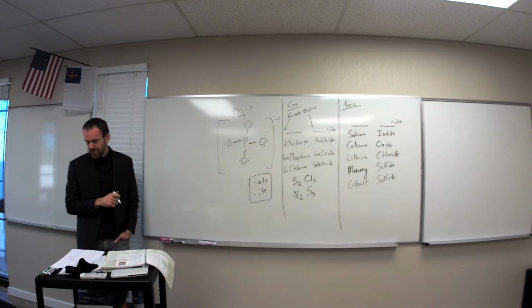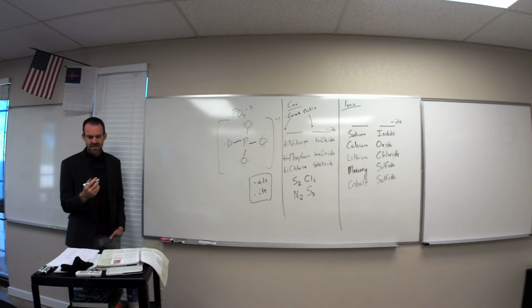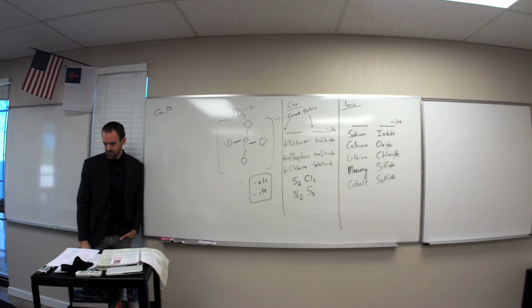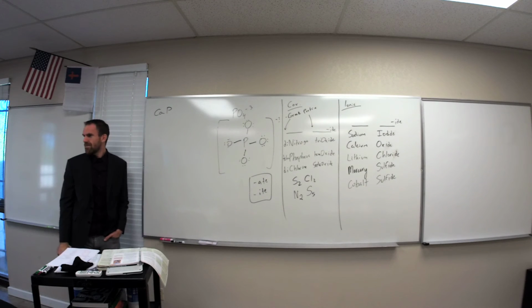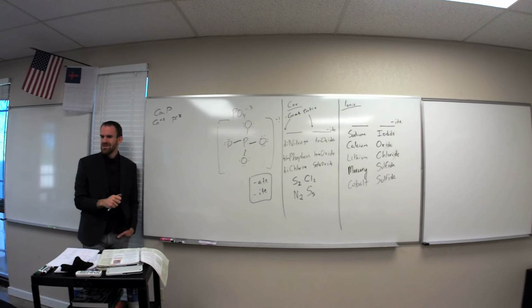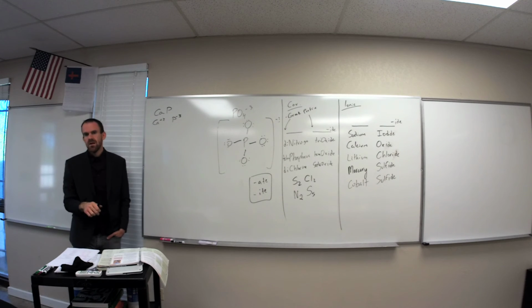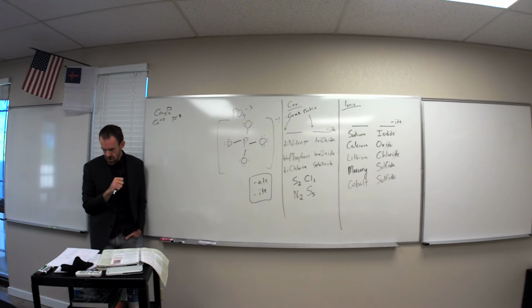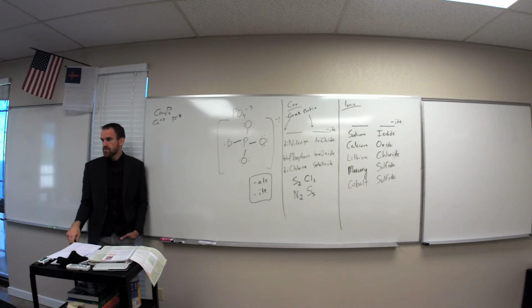Okay, calcium phosphide. Ca is calcium, phosphide, phosphorus. Done. Or am I? What's the charge on calcium? +2. What's the charge on phosphorus? -3. So you need 3 of these, 2 of those, so that it equals a 0 charge.